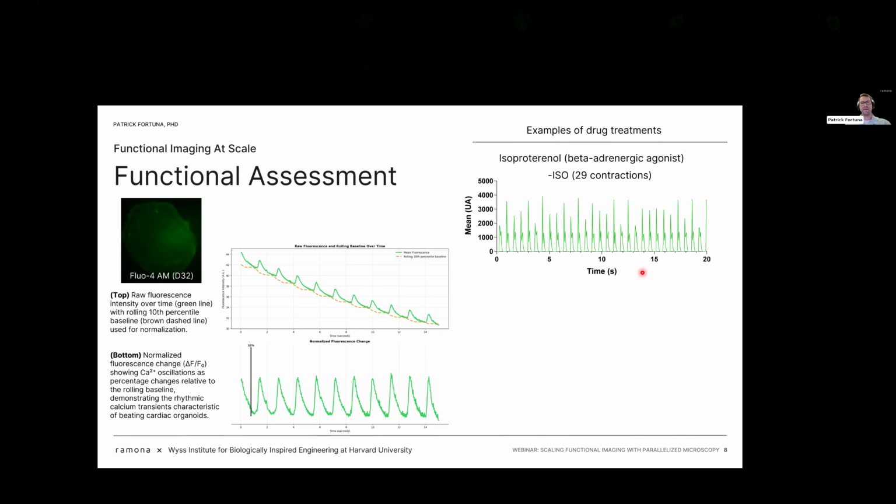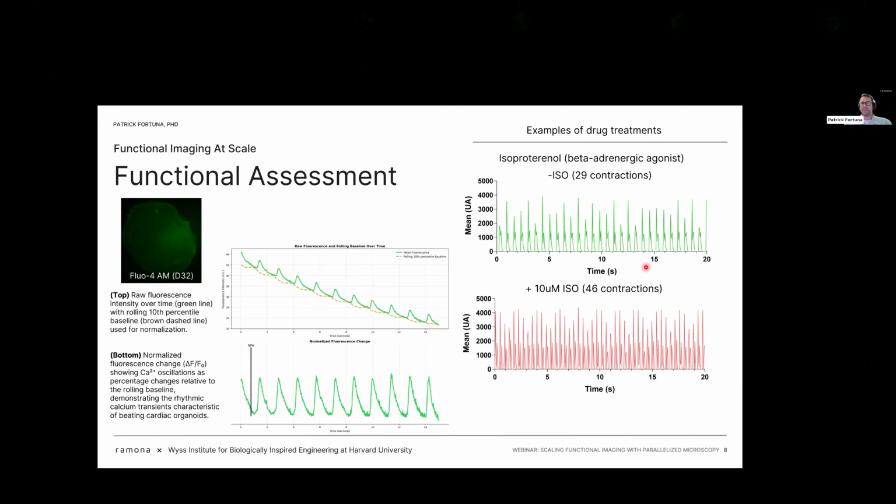Another example of adding a drug, which a lot of people like to use as a control to see what happens with their cardiac tissue, is isoproterenol or isoprenaline. This is a beta adrenergic agonist. So when adding 10 micromolar, you can see that we're measuring almost double the contractions within these cardiac organoids.